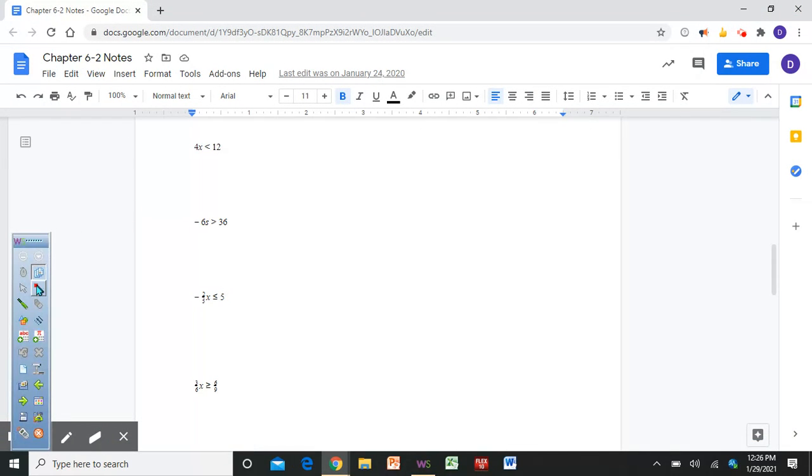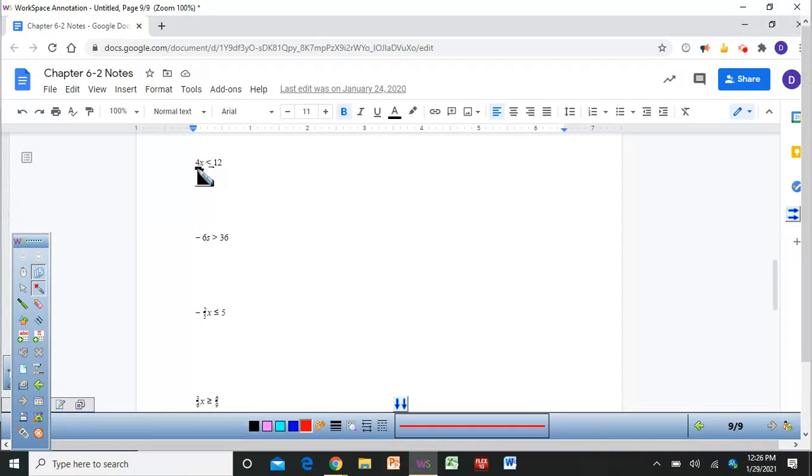On to the next ones. How do I get rid of multiplication? I've got to divide on both sides. So I divide both sides by 4. x is going to be less than 3. Okay, now this is a prime example. I'm going to divide both sides by negative 6. Now since I'm dividing both sides by a negative number, I need to flip my sign. It was a greater than, now it's a less than. And that gives me negative 6 for an answer.